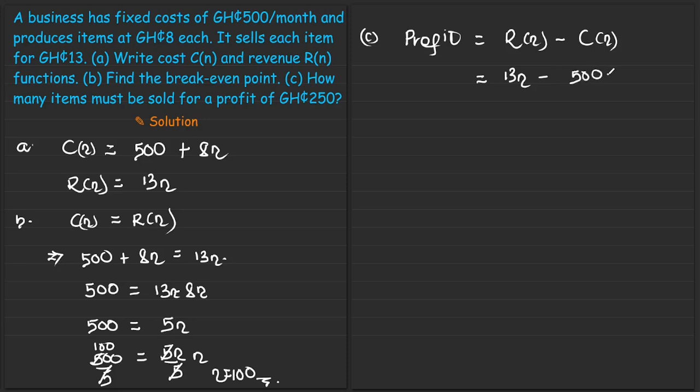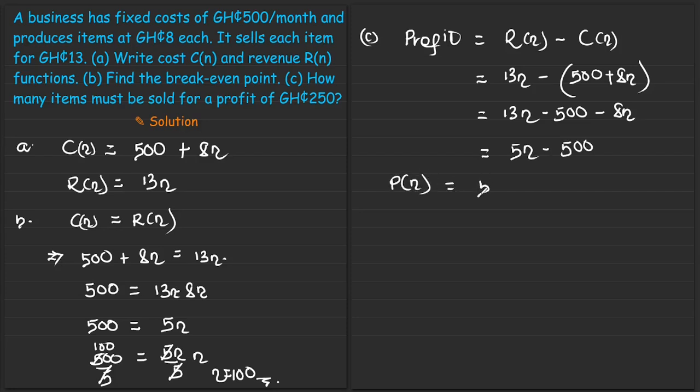500 plus 8n. It is important we introduce this bracket here so that it will affect the whole cost function. So that gives us 13n minus 500 minus 8n. So simplifying further, we have 13 minus 8, which gives us 5n minus what? 500. So it simply means our profit function is going to be 5n minus 500.